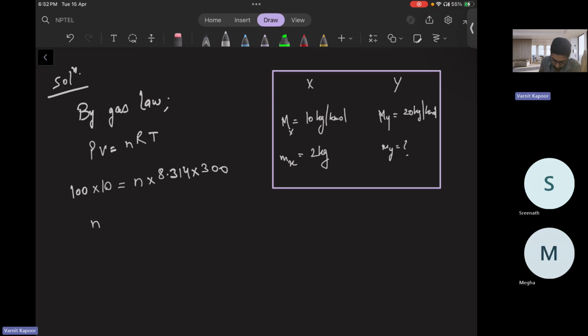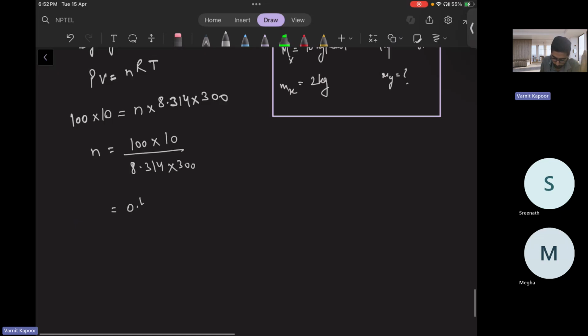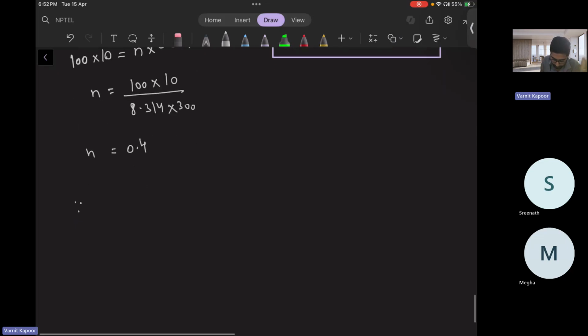If you solve it, n comes out to be 100 into 10 divided by 8.314 into 300. So the n value comes out to 0.4. And this n is the sum of n of gas X plus n of gas Y, since n is the total moles of gas in the container. And moles is nothing but given mass over the molar mass of that gas, respectively. So mx over capital Mx, plus my over capital My.